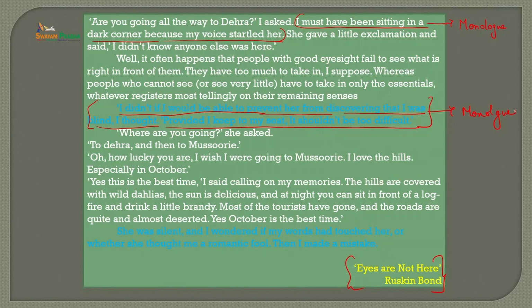Everyone, please pay attention. And then, "Where are you going?" she said. So in this condition, over here, she was silent. I wondered if my words had touched her. Again, we have the example of monologue. So this is what, I'm going to read out everything. "Yes, this is the best time," I said, calling on my memories. "The hills are covered with wild dahlias, the sun is delicious, and at night..." and many others. So it's a wonderful creation where you would get several examples of monologue.